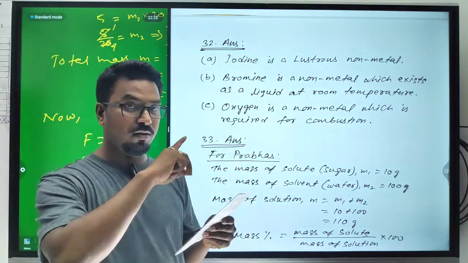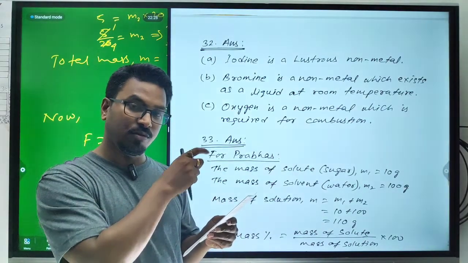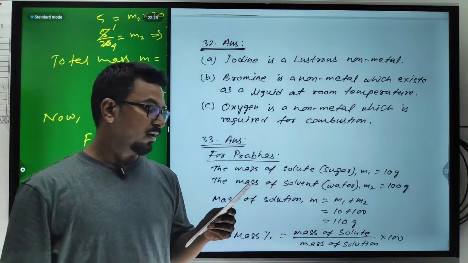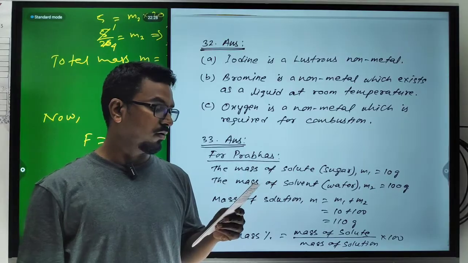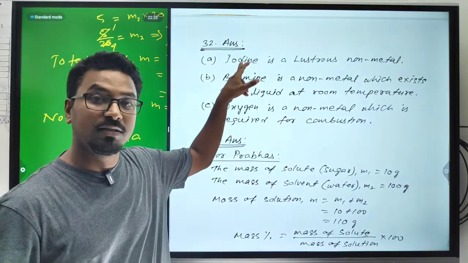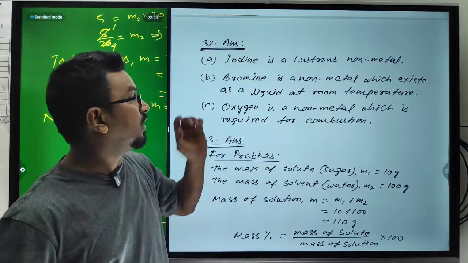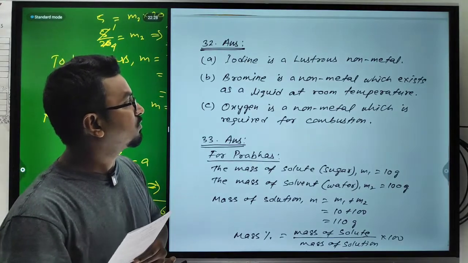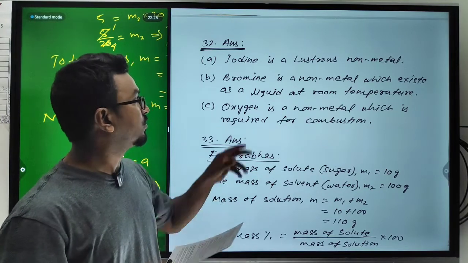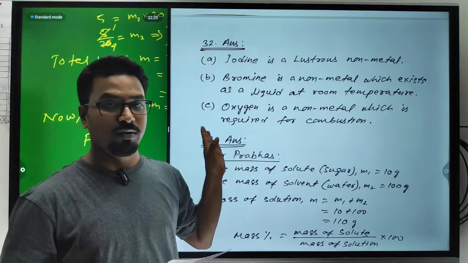I will give the description, and I will give the question paper PDF so you can download it. Name a lustrous non-metal. What is a lustrous non-metal? It is iodine. So iodine is a lustrous non-metal. Next, a non-metal which is a liquid at room temperature. So bromine is a non-metal which exists as a liquid at room temperature.